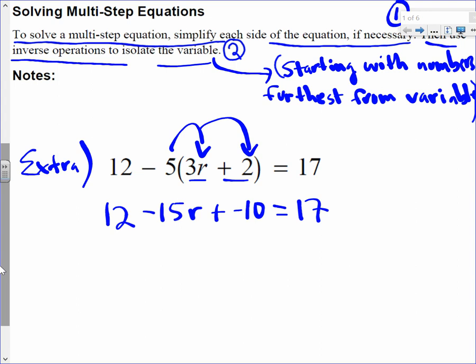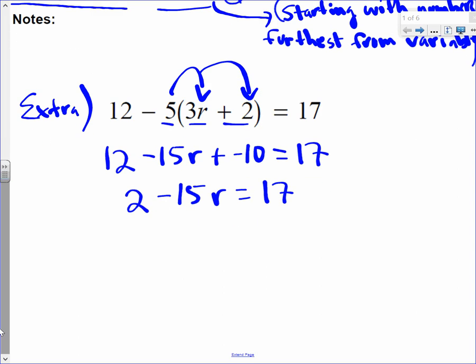Notice I'm simplifying the left side. I still have more to simplify, though, because I have like terms, if you see them. I have the 12 and the -10. Those are numbers with numbers. I can combine those. Negative 5 times a positive 2 is going to be a negative 10, right? So 12 minus 10 is going to be 2. So I got 2 minus 15r equals 17. All I've done is simplify the left side. I've done nothing to both sides of the equation.